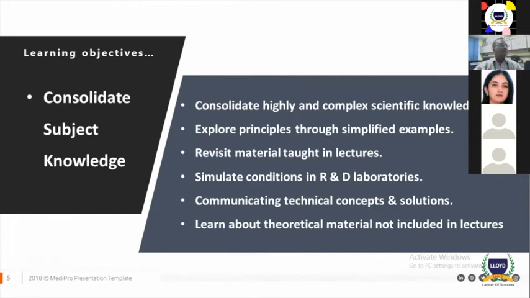Consolidating the subject knowledge is the first thing that we do in practicals, because students have already attended the theory class, they have learned something in the theory classes. Now we are bringing them to wet laboratories, and there we are helping them to consolidate what they have learned, to confirm what they have learned, to assimilate what they have learned. For that particular reason, we call the students to practical classes.